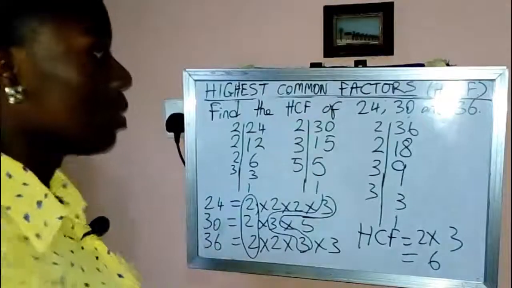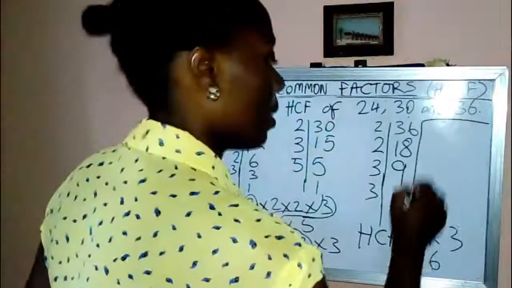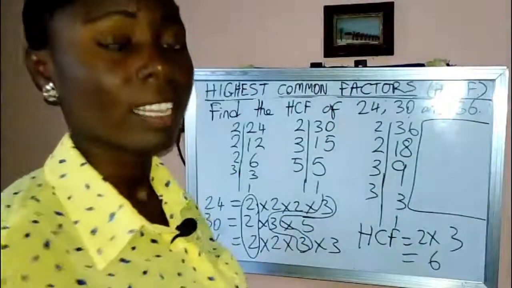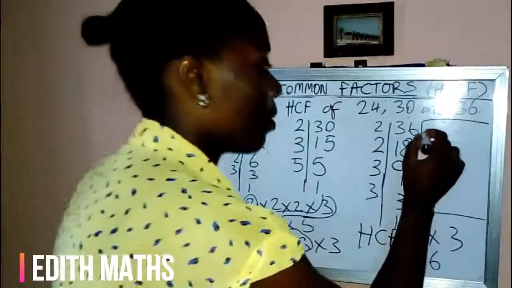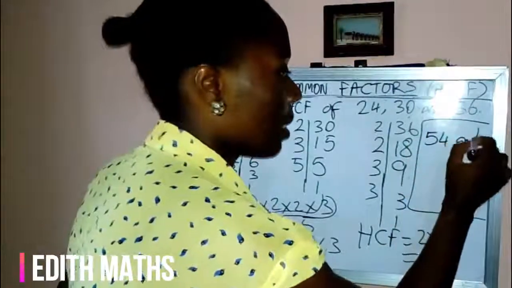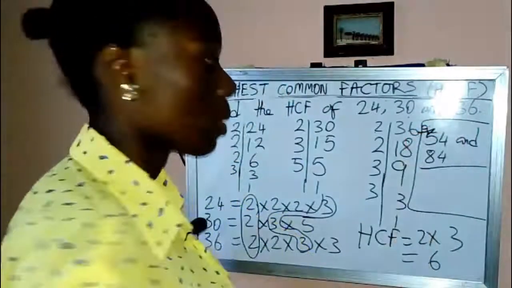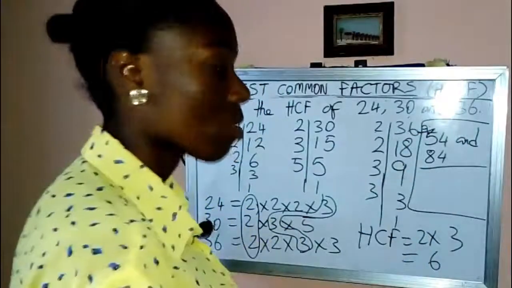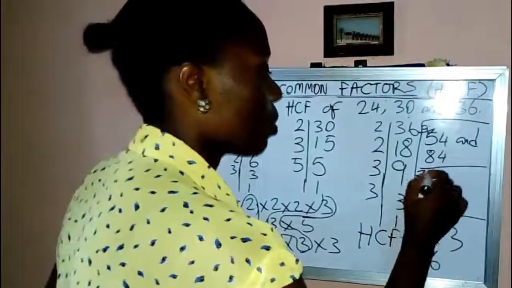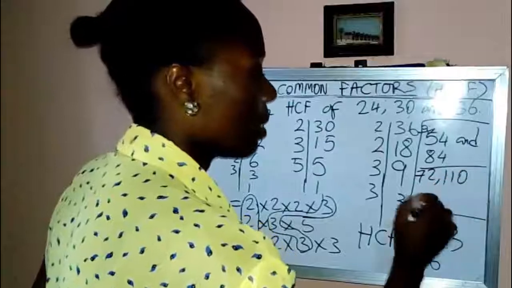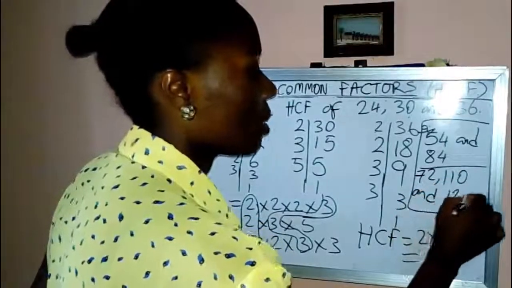Alright? So you could try this. Please try finding the highest common factor of 54 and 84 for the first question. And for the next question, try finding the highest common factor of 72, 110 and 120.